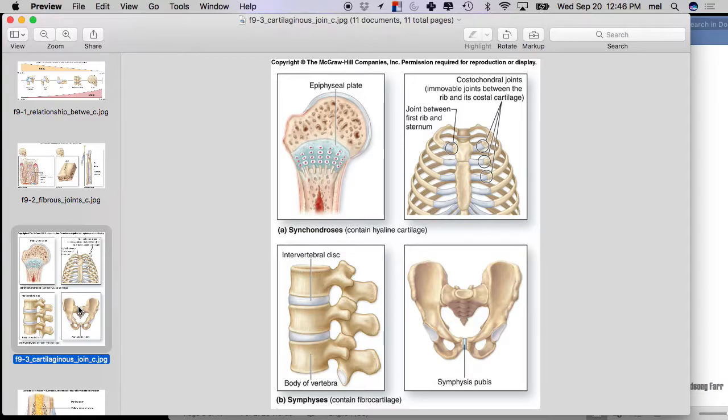There's two categories of cartilaginous joints. Is it hyaline cartilage or fibrocartilage? If it's hyaline cartilage, bone, hyaline cartilage, bone, it's called a synchondrosis. Plural is synchondroses. Good? Okay? And of course, the costal cartilages are examples of that. Interestingly, so is the epiphyseal plate, right? Isn't that bone, cartilage, bone? Bone, hyaline cartilage, bone? Okay, so that's actually considered a synchondrosis. And the other one is a symphysis.